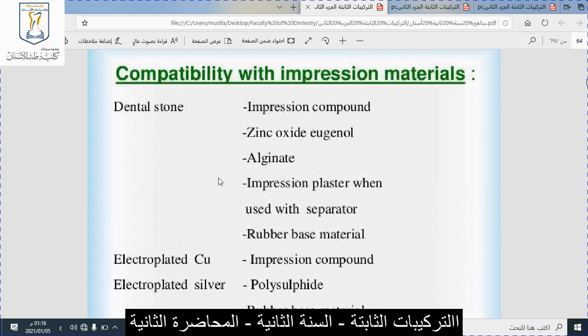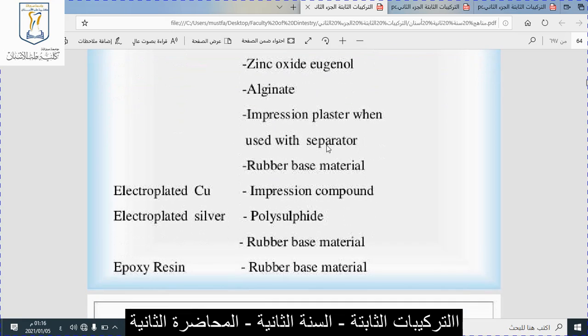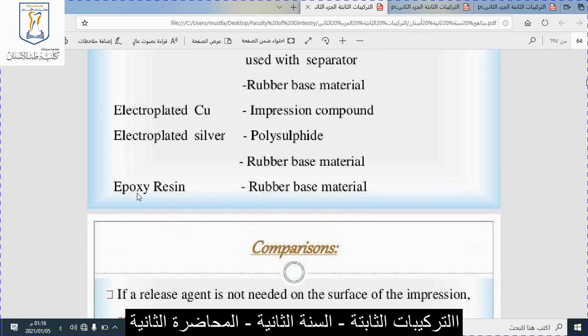So we have to know that the dental stone can be used with the impression compound, zinc oxide eugenol, and alginate impression plaster, and with separators, rubber-based impression material. For electroplated copper-plated dye, impression compound and polysulfide are mandatory to use, and rubber-based impression materials. Epoxy resin can be used with rubber-based impression materials.